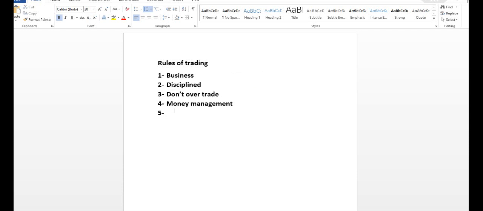And then last but not least, don't be greedy. If you set a 2% target for yourself daily, stick with it. And if you set 5%, for a number of us, please stick with it. If you can do that, you will see that you can go far in trading.